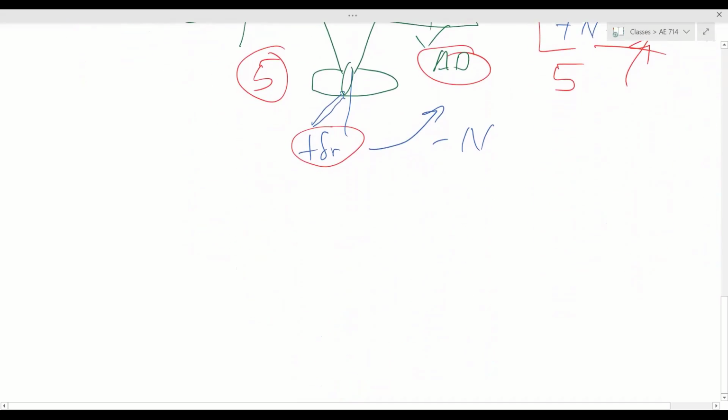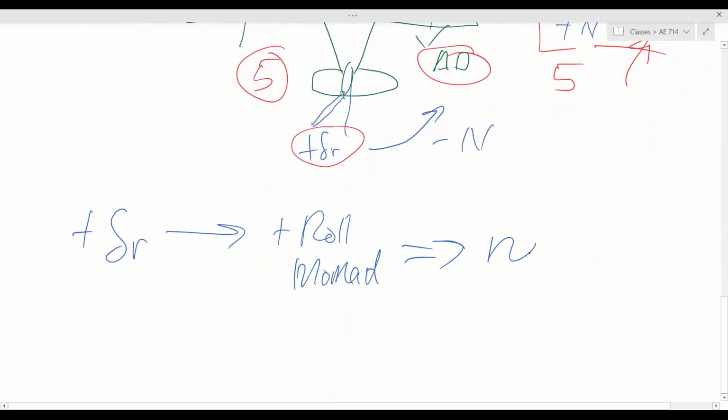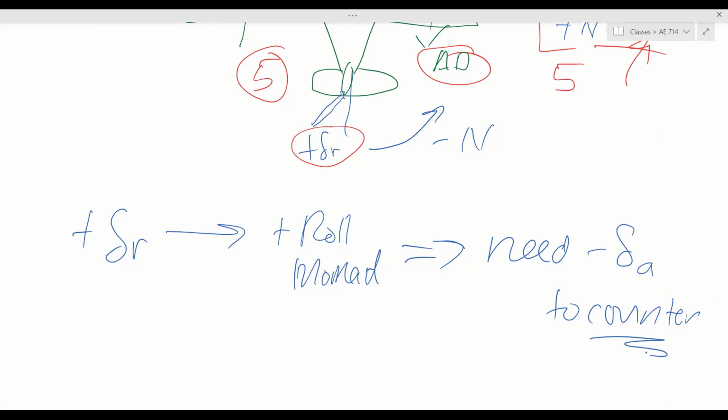And then the last part is, well, what kind of aileron do you need? And fundamentally, the positive rudder produces a positive rolling moment. And so you need to counter that with a negative aileron to stop the roll due to the rudder. And that was worth another 5 points.